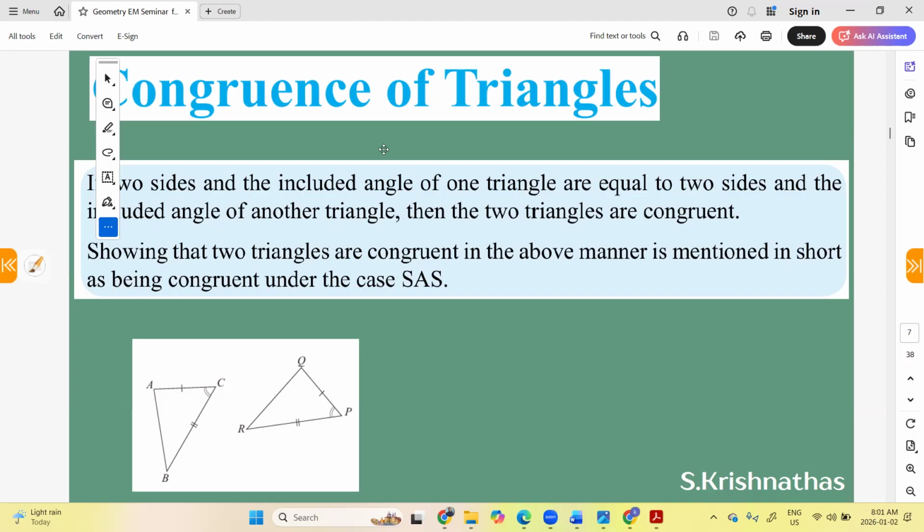Right, students, listen. If two sides and the included angle of a triangle are equal to two sides and the included angle of another triangle. Here, students, the included angle is important. Okay, included angle is important for you, right? Here, students, this side equal to this side and this side equal to this side.